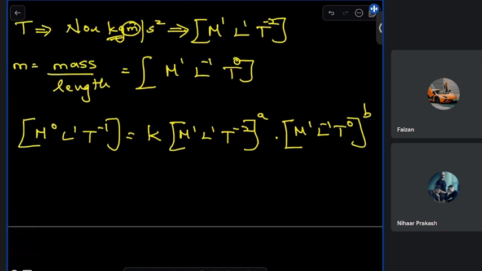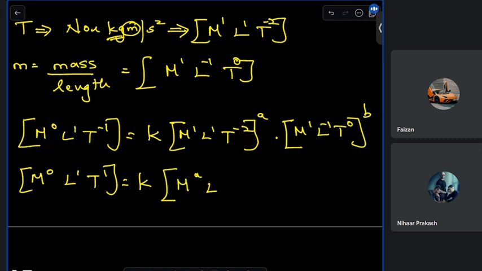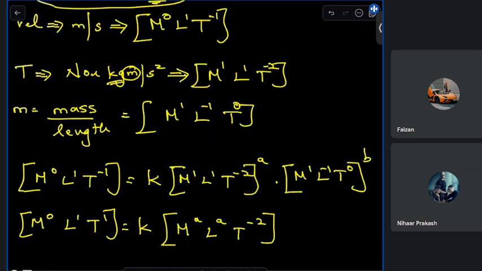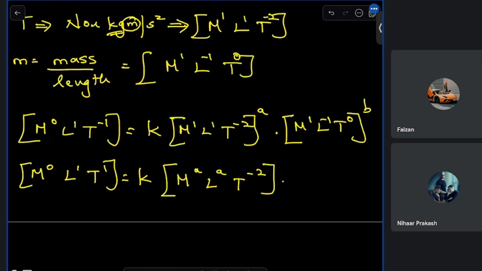Now focus. How do we start? Left hand side, there's absolutely zero changes. Why? There is no power at all. Don't write, guys. Okay, k as it is here. Now I'll start distributing the power to the first bracket. The power for the first bracket is a, so it becomes M to the power a, L to the power a, T to the power minus 2a. Then M to the power b, L to the power minus b, T to the power 0.